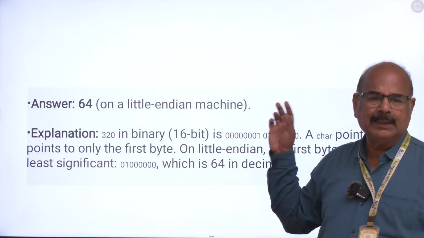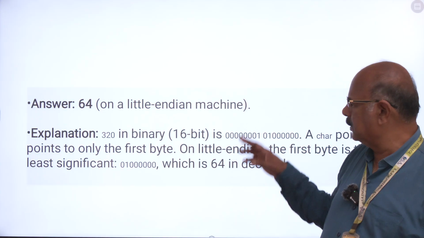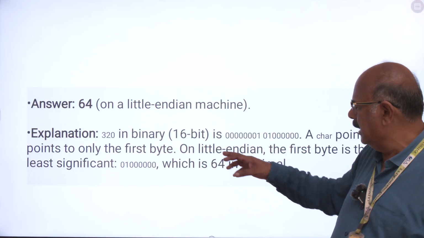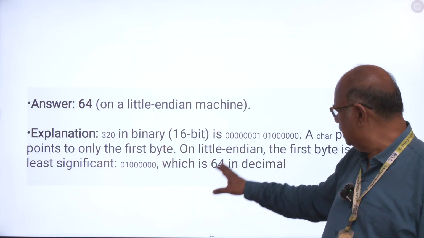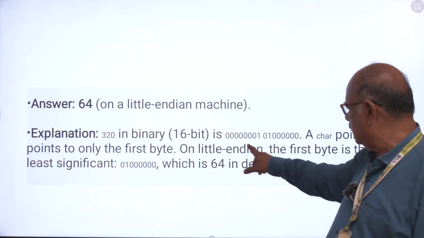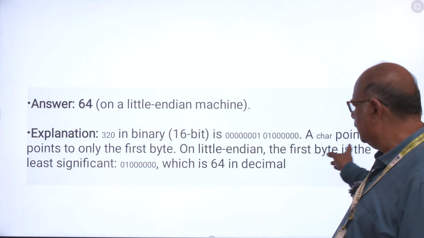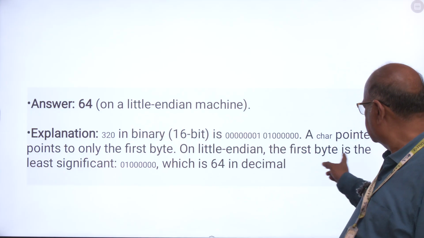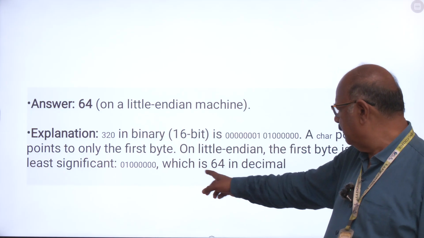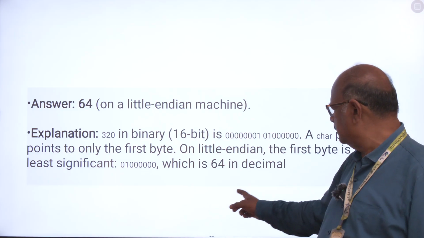So you know about little endian and big endian machines. According to the little endian machine, what happens? Explanation: 320 in binary, 16-bit, is this value. A character pointer points to only the first byte. On little endian, the first byte is the least significant, which is 64 in decimal. Whatever value we are getting, it is 64 in decimal.